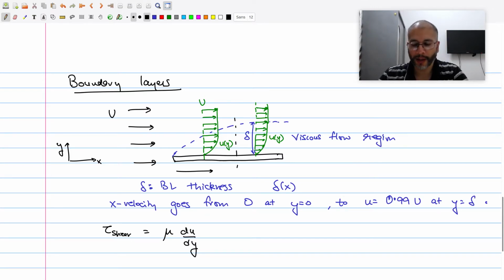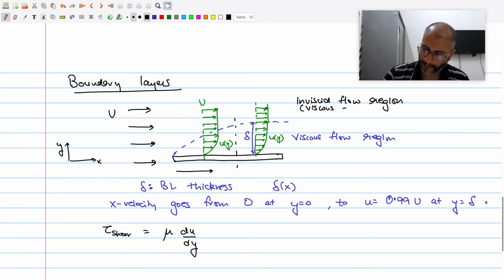So the value of du by dy is finite inside the boundary layer, but if you go outside the boundary layer, then the flow velocity becomes almost constant. The u value becomes almost constant, so du by dy will become 0. So the shear stress will be 0 outside the boundary layer. So the region outside the boundary layer is denoted as the inviscid flow region. The viscous effects are not important outside, but inside the boundary layer the viscous effects are important.